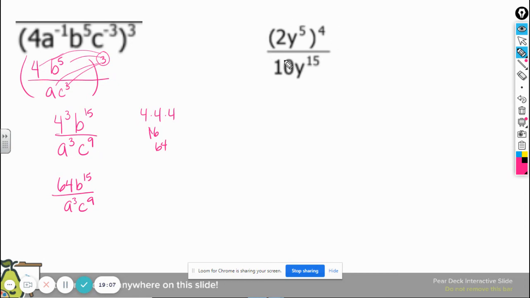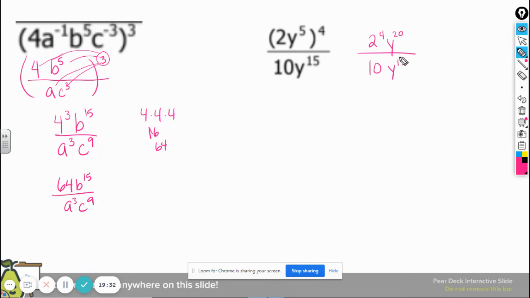Okay, now this next problem. See this 4 here? See how these are different? This belonged to everything in there. The 4 only belongs to what's up here. So I'm going to apply it, 2 to the 4th and y to the 20th over 10 and y to the 15. Okay, this is where it gets a little ridiculous to draw out all the y's.